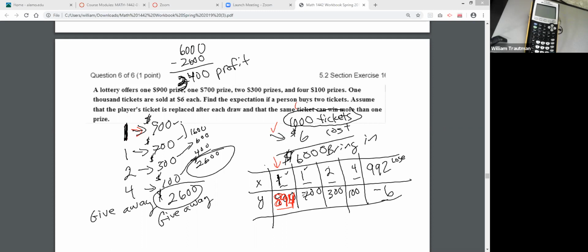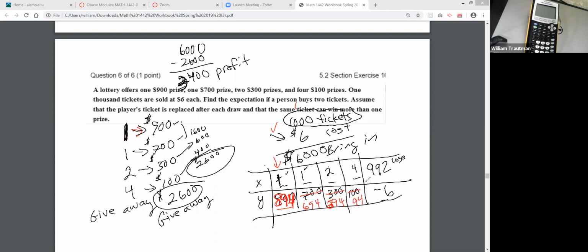The same way with here, you win 700, but 6 of it was what you already paid, so you won 694. These two people won 394 or 294. Sorry, they didn't win 300. They won 294. They won their $6 back. That was in their pocket already, and so they won 294. And this guy, he only won 90.